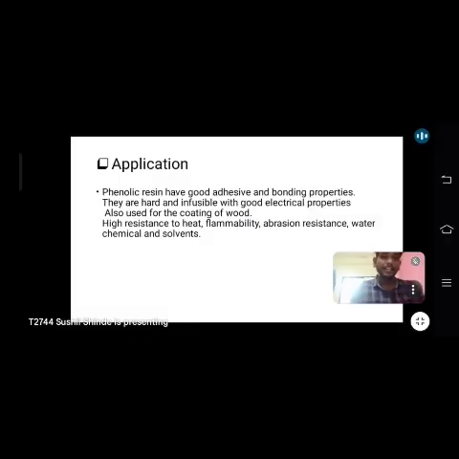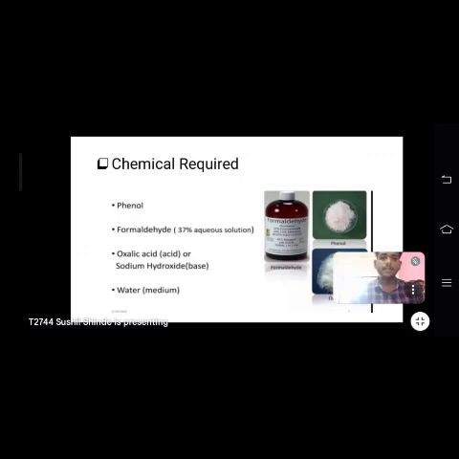Thank you. I am Shinde, and I am explaining the applications of phenolic formaldehyde resin. Phenolic resins have good adhesive and bonding properties. They are hard and inflexible with good electrical properties. They are also used for the coating of wood. They have high resistance to heat, flammability, abrasion, water, chemicals and solvents. Chemicals required: phenol, formaldehyde 37%, oxalic acid or sodium hydroxide, and water medium.